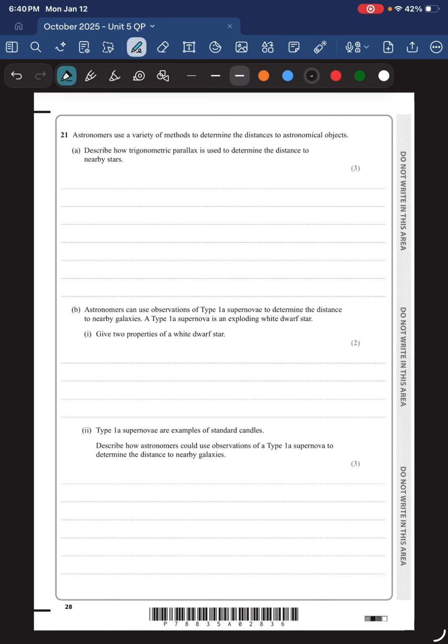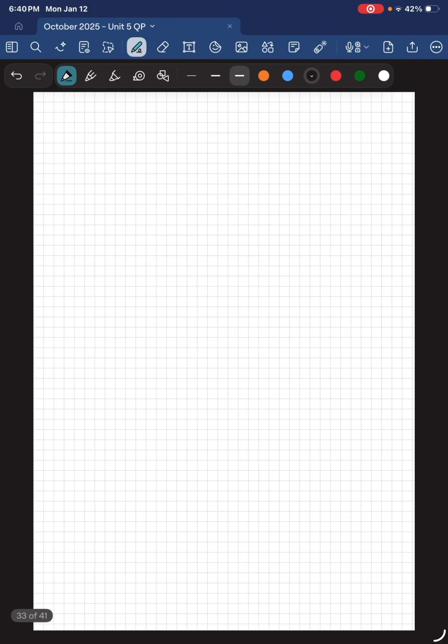Question 21. Astronomers use a variety of methods to determine the distances to astronomical objects. A. Describe how trigonometric parallax is used to determine the distance to nearby stars. I can write it in words, but I always like to draw a scheme. I think it's easier to understand. So if this is our beloved sun in the center, and this is the Earth, it goes around the sun. In 6 months, it's going to make it all the way down here.